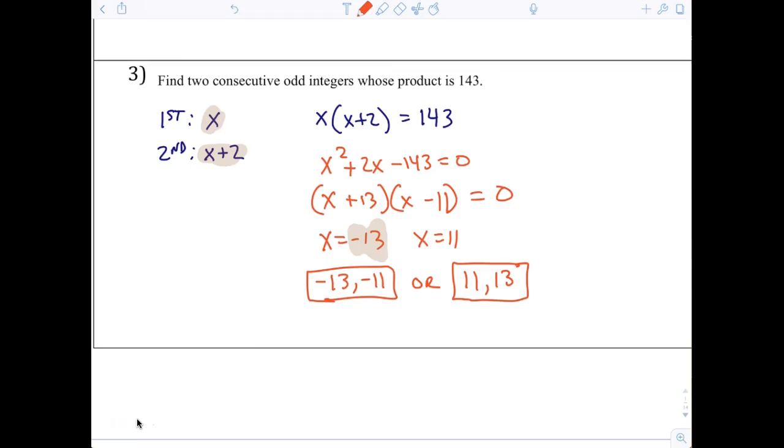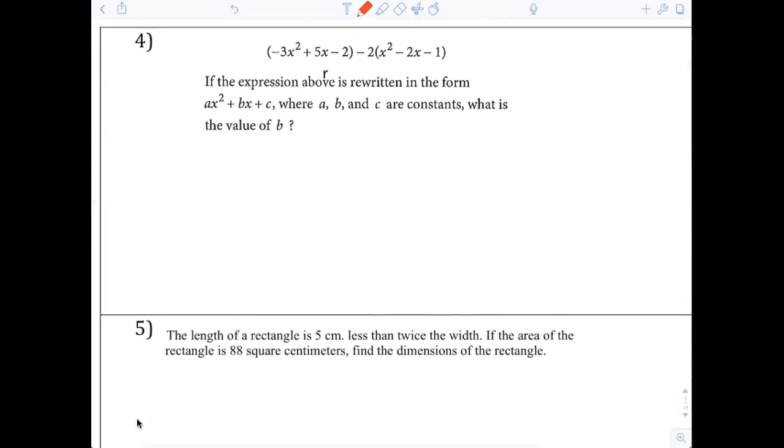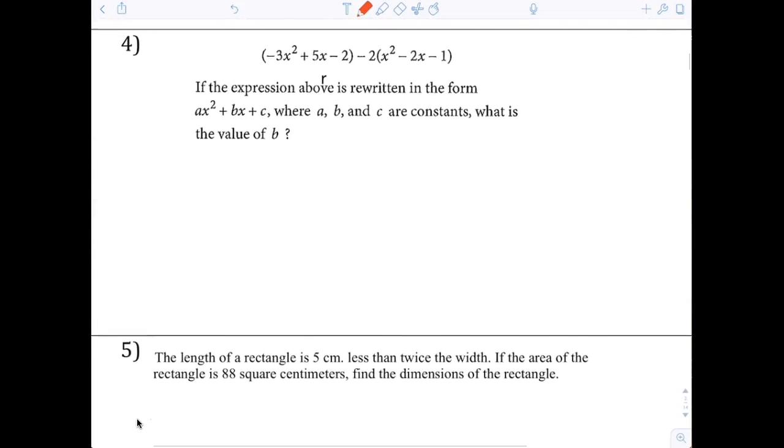All right, now let's check out number 4. If you paid attention, you know how to do number 4. I'm going to walk around the room and see what you're doing. Let's go. Come on, read it and try it.